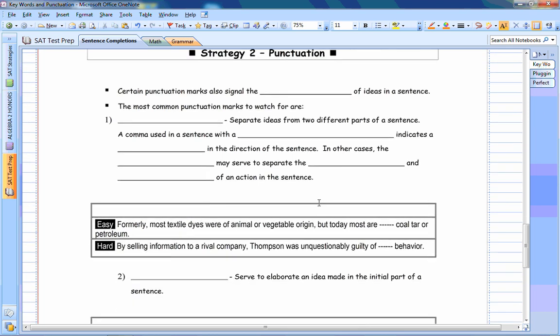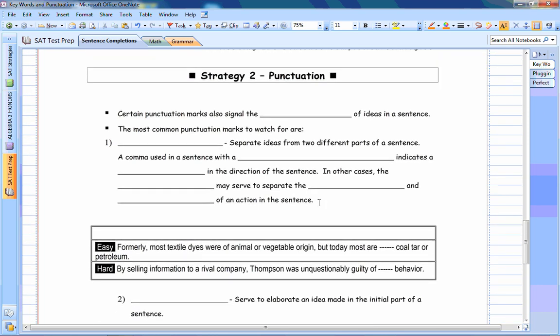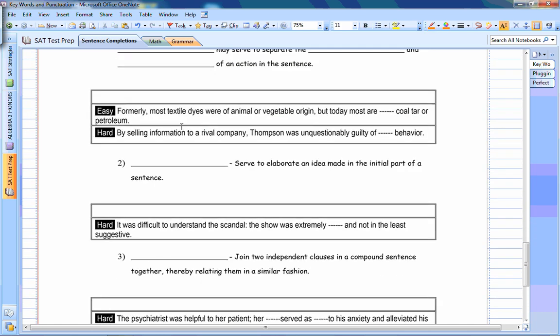So certain punctuation marks also signal the continuation of ideas in a sentence. There are three common punctuation marks we'd like to watch out for. The first one will be commas, which everyone should be familiar with, colons, which some people might be confused about, and semicolons, which also can be somewhat confusing.